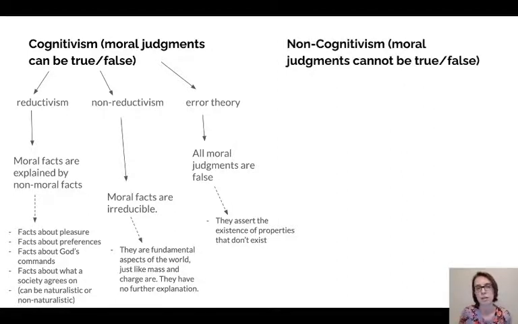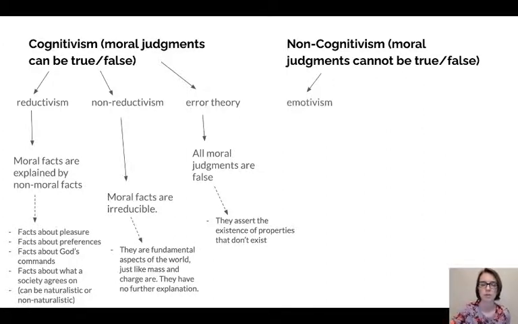Let's look at the other side. So the other side says that moral judgments are not like beliefs, they're more like preferences, and they cannot be true or false. So when I say online shaming is wrong, I'm not saying something that can be true or false.